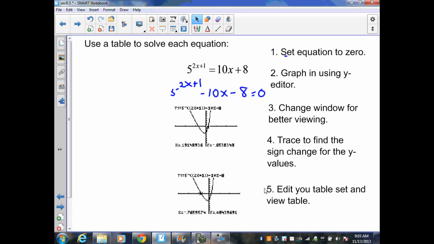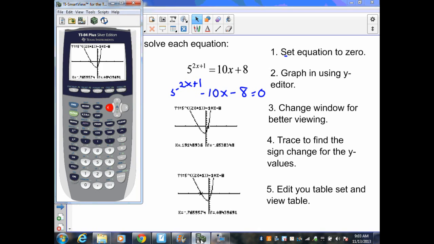Now what I want to do is go to number 5, edit your table set and view your table. So we're going to hit second window, and that's my table set. For my first one, I want to start at an x value of 0.191. And let's take my table change, which is delta table. That means my values are going to change at each point by that value. I'm going to use 0.001. Now I'm going to hit my table, which is second graph.